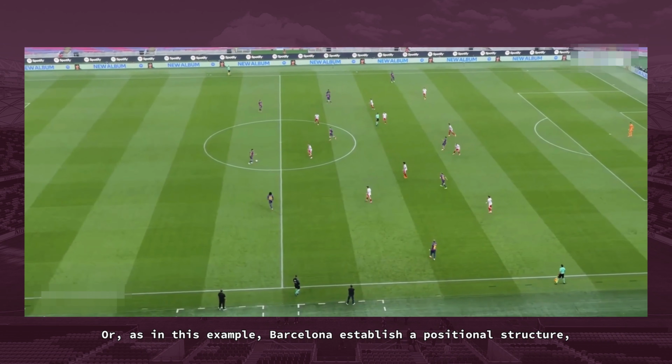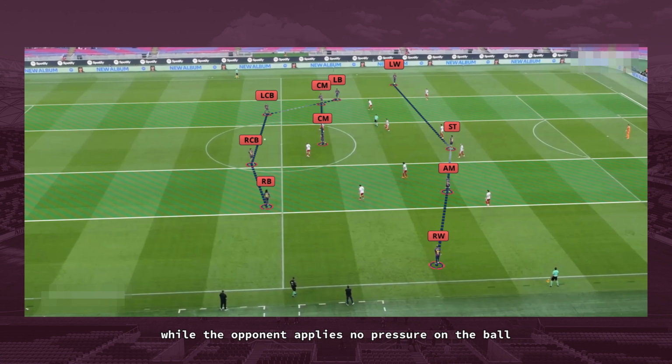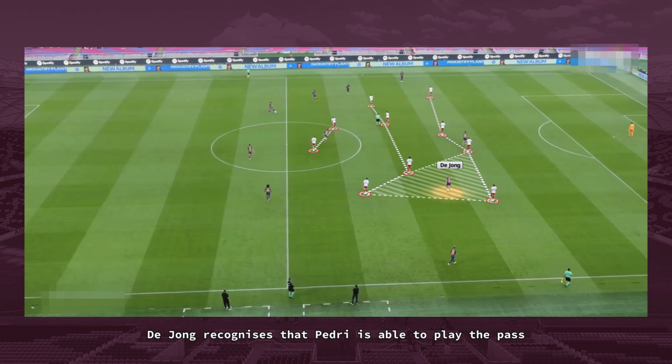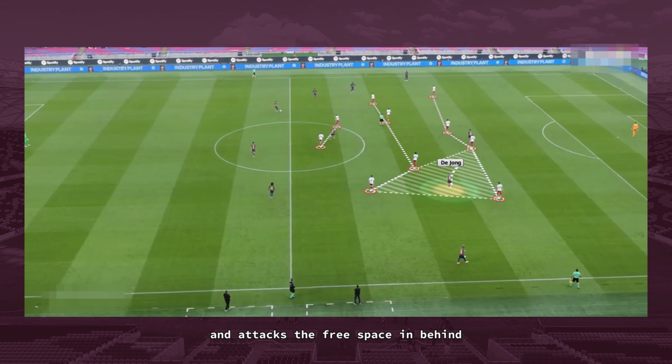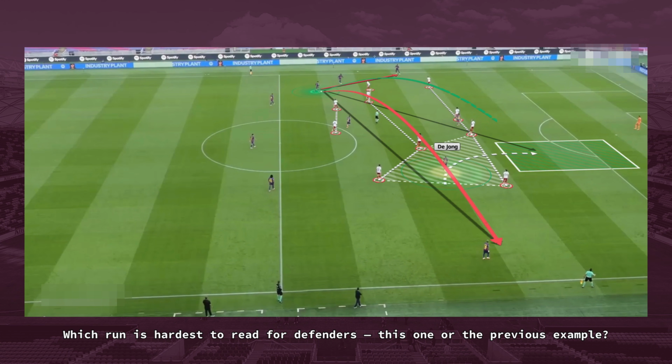Or, as in this example, Barcelona established a positional structure while the opponent applies no pressure on the ball and keeps a relatively high defensive line. De Jong recognizes that Pedri is able to play the pass and attacks the free space in behind. Which run is hardest to read for defenders, this one or the previous example?